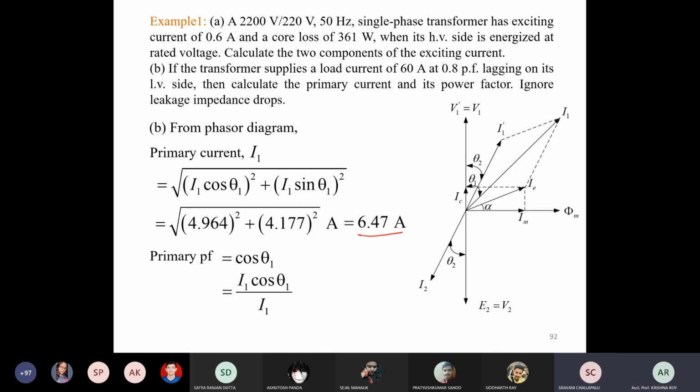Isn't it? Yes, sir. Okay. So 4.964 was I1 cos theta 1 and 6.47 is I1. So the power factor is 0.766 lagging. Any doubt? No, sir.